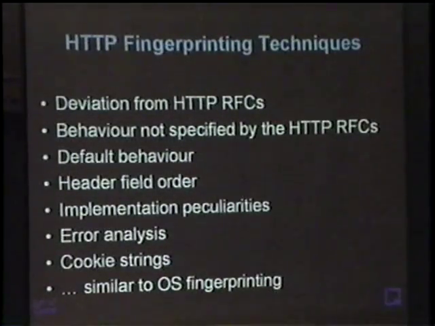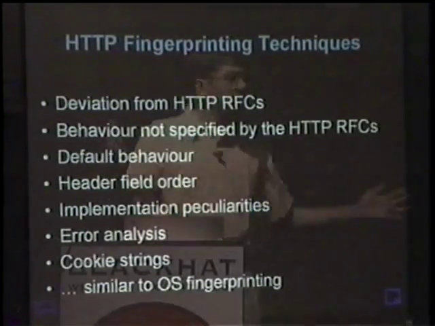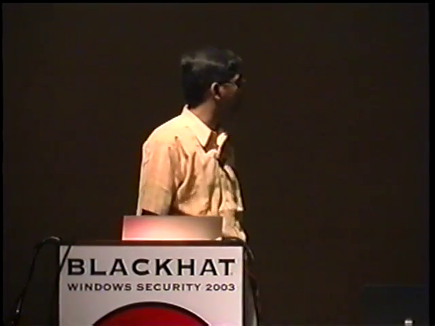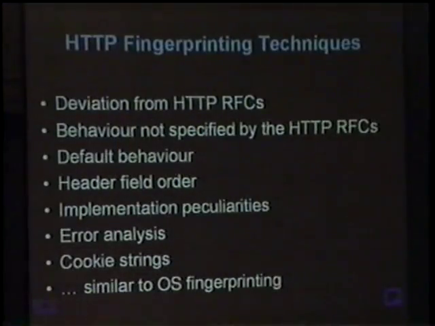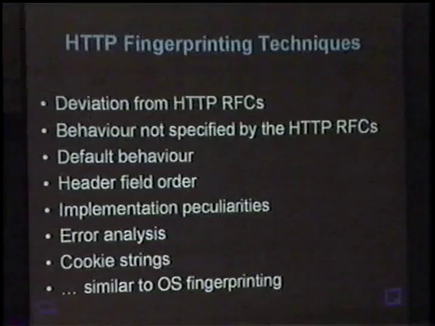What are some of the techniques that are used? We usually like to focus on the deviations from the HTTP RFCs. If the RFC says something and you get a different response, then these are the kind of peculiarities. So you have a set of tests, you throw it at the server, see what peculiarities you get back, and then the machine learns from there. The behavior sometimes is not specified by the HTTP RFCs. Should I give a forbidden, or should I give a not found, or should I give a 500 error? So sometimes developers just figure out, this is the best way I'm going to respond to this kind of error scenario.